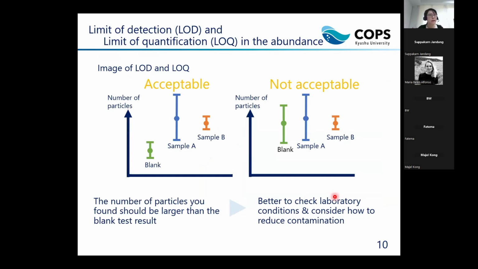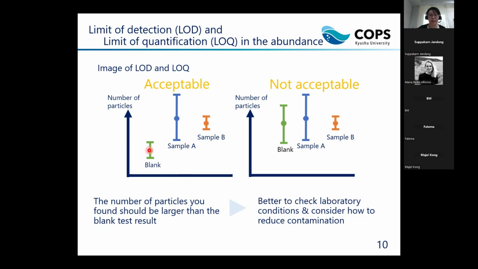But so far, I introduced the background contamination, but we need to consider the level of background contamination. At this point, Horton et al. introduced a limit of quantification and limit of detection in the abundance. These figures are the schematic of the LOD and LOQ.